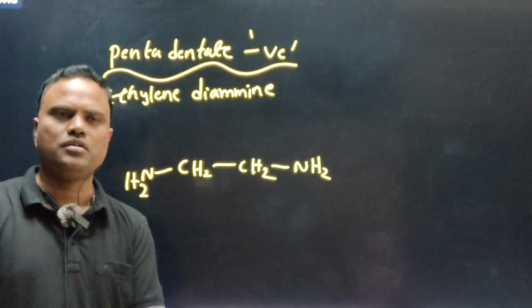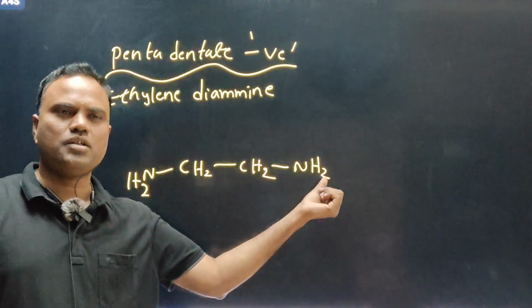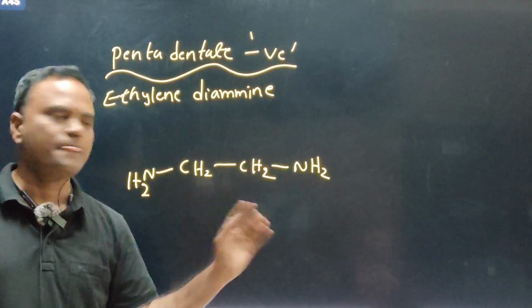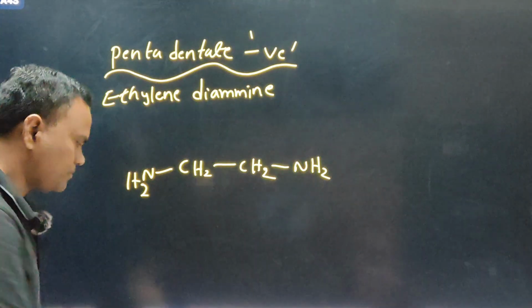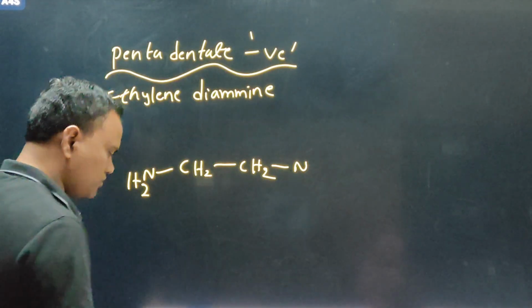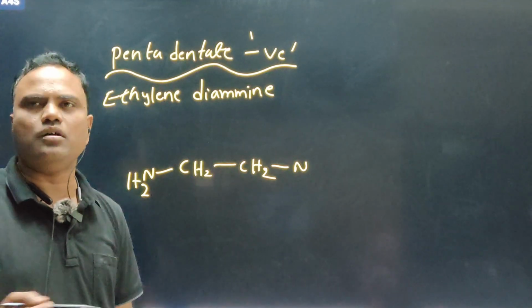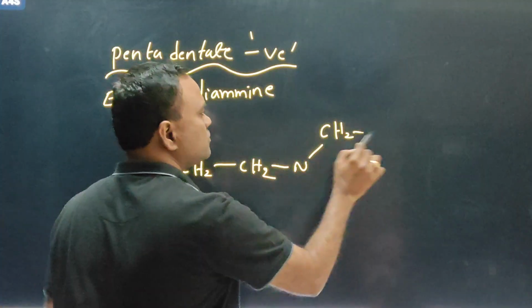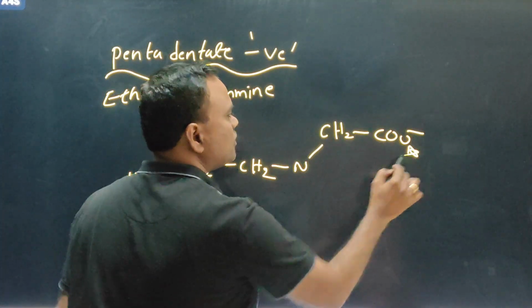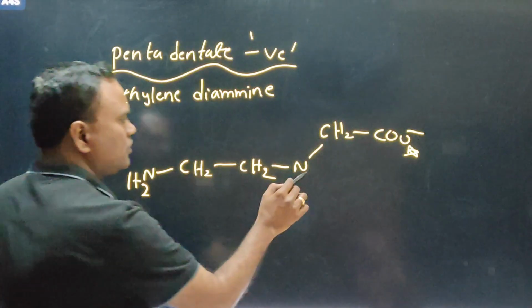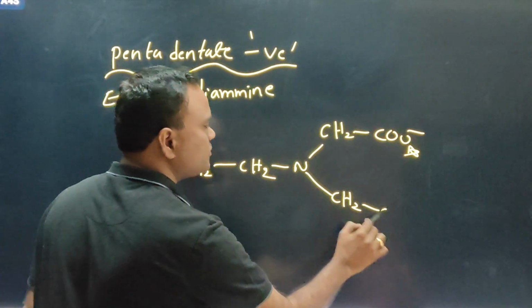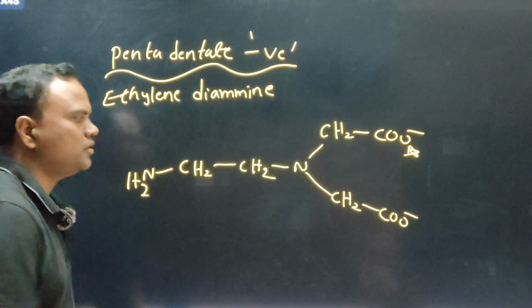How many hydrogens are there? 2 hydrogens are there on each nitrogen atom, total 4. Okay, 4. Remove 2 hydrogens. In place of hydrogens, we are placing acetate groups, CH2 COO negative, donor atom, star mark.